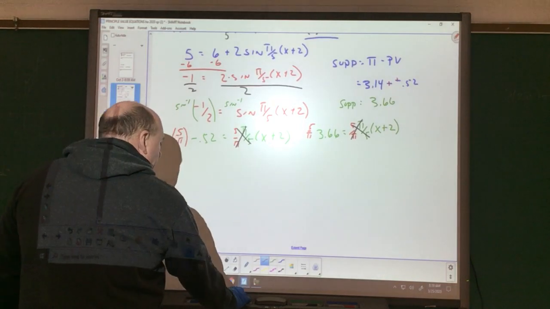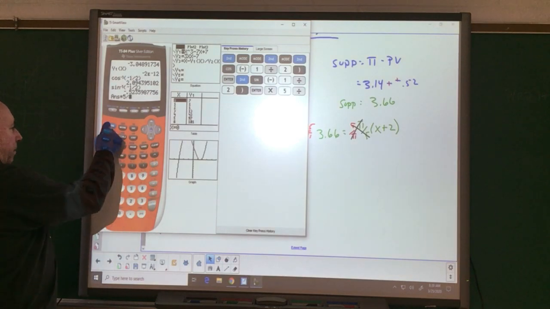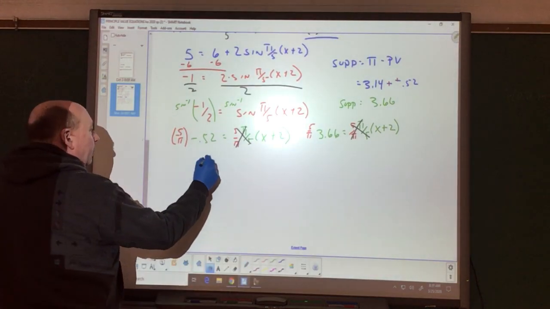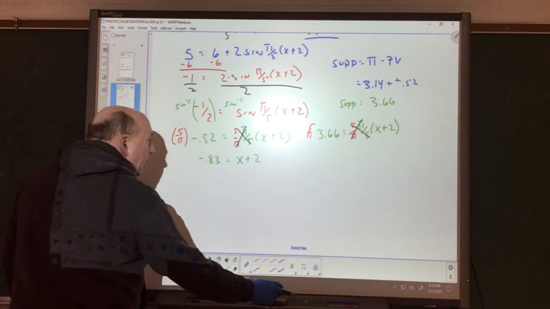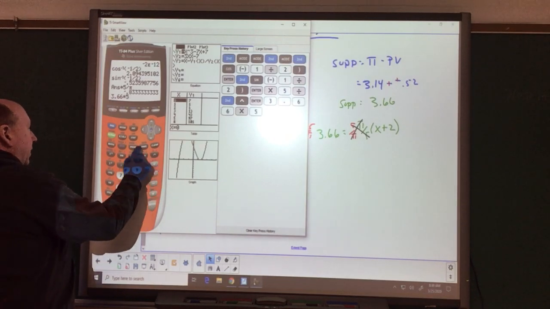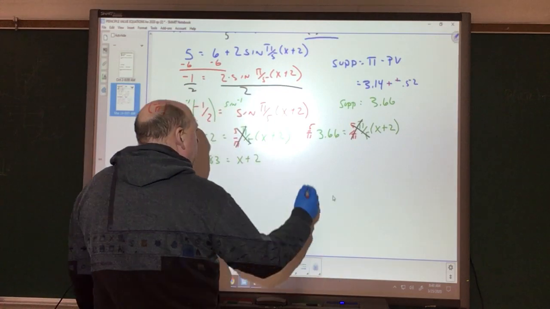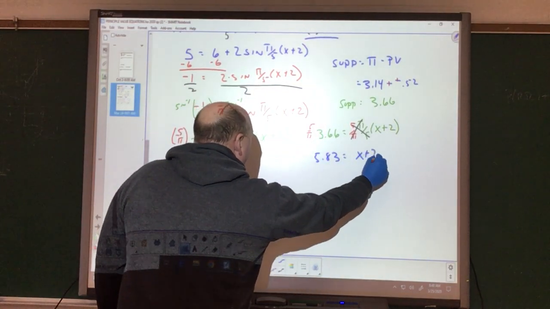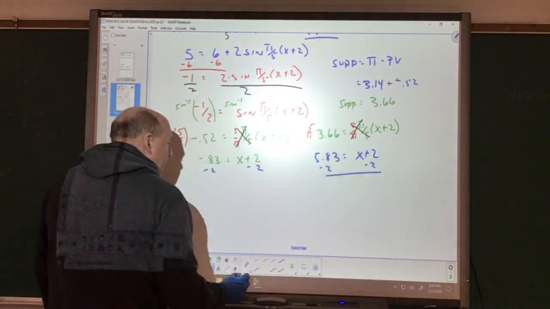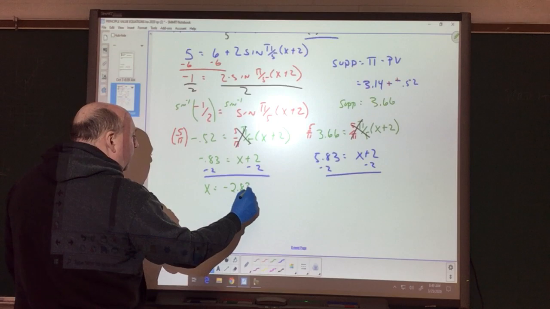So once again, we got our calculator. We have negative 0.52. I'm going to multiply by 5 and divide by pi. So we get negative 0.83 is equal to x plus 2. And then we have 3.66 times 5 divided by pi. We get 5.83 is equal to x plus 2. And we can subtract 2. So we get x is equal to negative 2.83 plus or minus the period n.